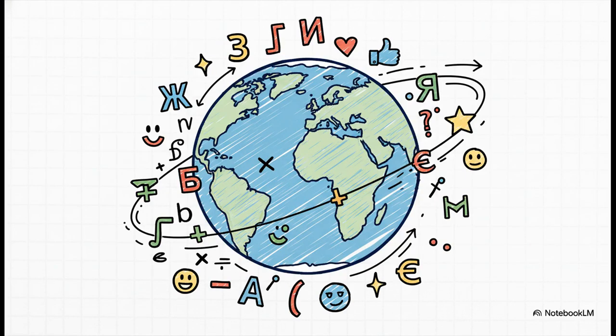Now, ASCII was great, but it had a big problem. It was pretty much just for English. So today, our computers use a much, much bigger system called Unicode. It works on the exact same idea, but it has room for over 1 million characters. We're talking basically every language and symbol on the planet.